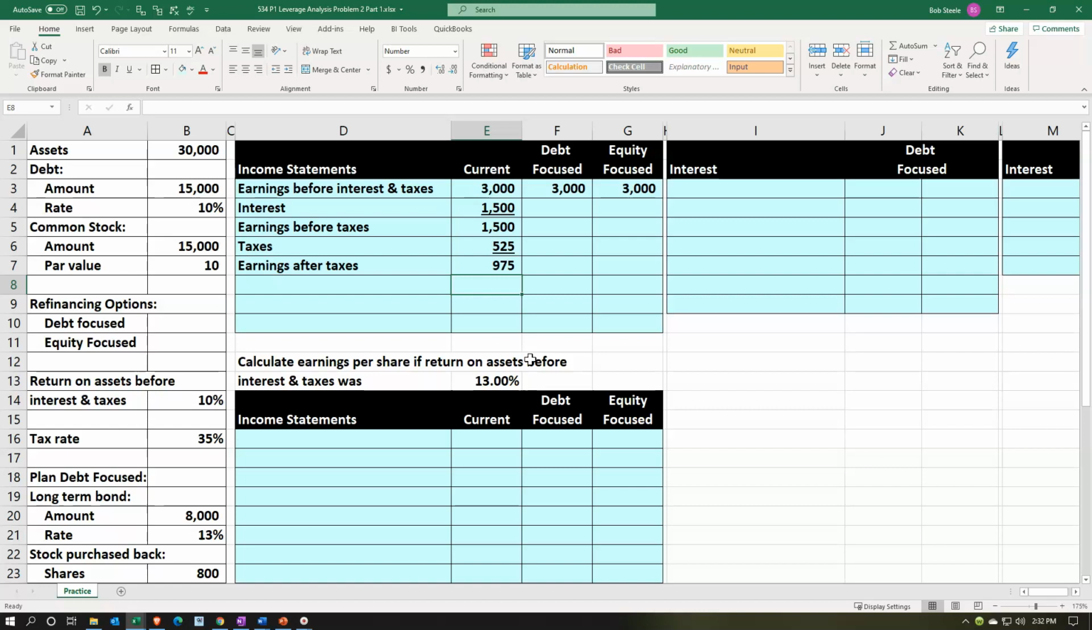Now, if those are our earnings, we can break that out to the common shareholders to figure out how much we have for the earnings per share.